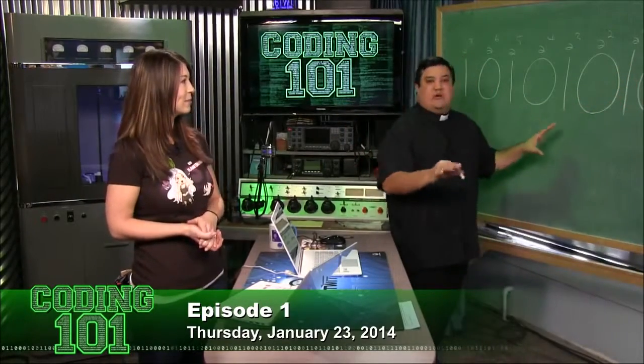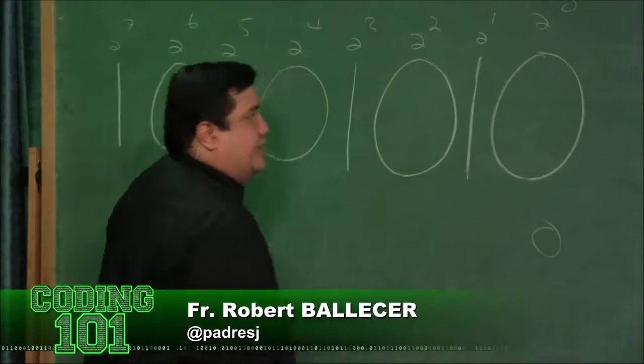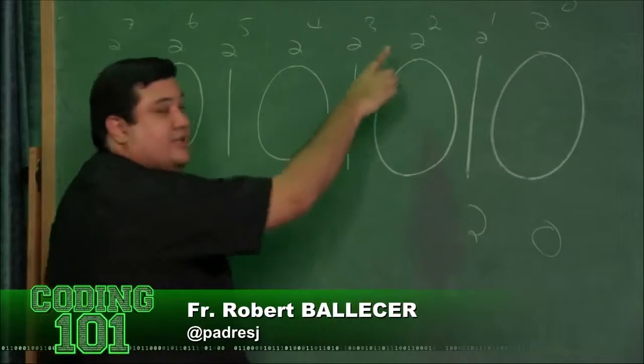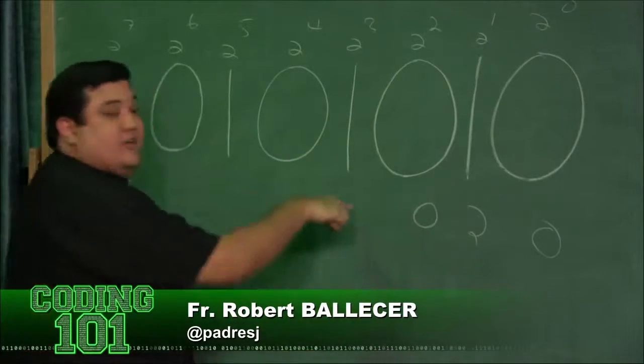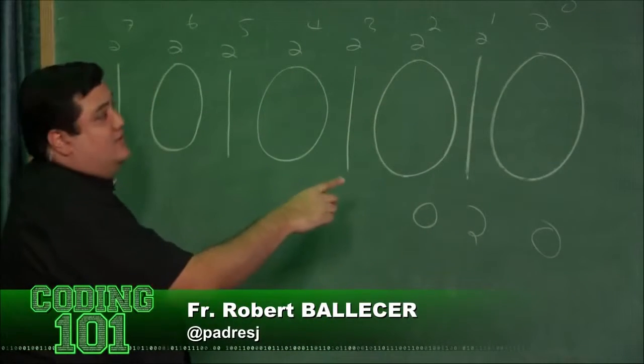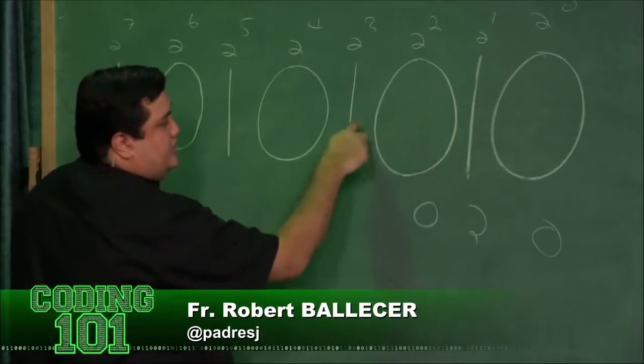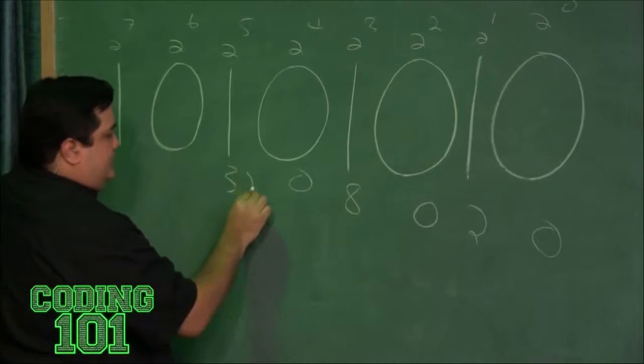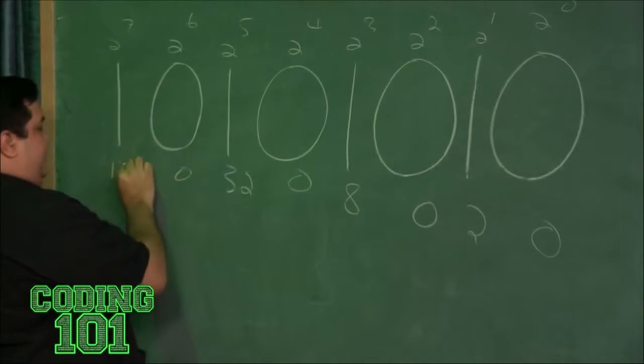Okay, so here's how it works now. If I've got these 8 positions with those powers to them, if it's a 0, I don't count it. If it's a 1, I count it. So this position means there's nothing there, this position means I'm adding 2, this position means I'm adding 0, this position means I'm adding 4, this is 8, this is 0 again, this is 32, this is 0, and this is 128.